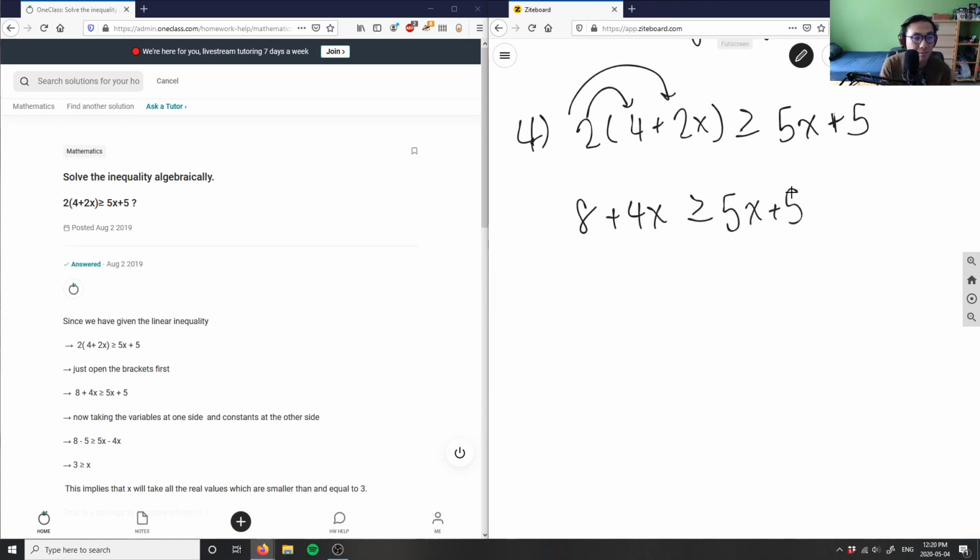We can do the exact same thing, and what we can do is we can bring the x's to one side here. So 4x, I'm going to bring 5x to the side here. So I'm going to subtract both sides by 5x, which will give me negative x here, or I have 8 minus x is greater or equal to 5 here. And then I can bring obviously 8 to the other side, and I would subtract 8 from both sides, and I would get negative x is greater or equal to negative 3 here.